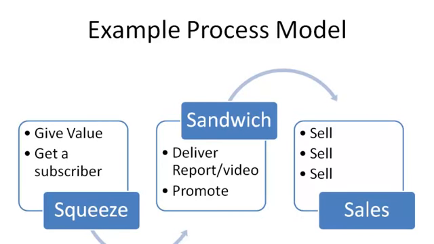So here's an example process model. This goes over 2 slides, so bear with me. First one is a squeeze page. Nice simple squeeze page which we'll look at later. The idea of the squeeze page is to give people value. Give them some really good quality information, and that way you get a subscriber. From the squeeze page you can send them to a landing page. I like to call it a sandwich page because it goes between the sales page and the squeeze page. So you deliver the report and video, but you can also promote your sales page on that page.